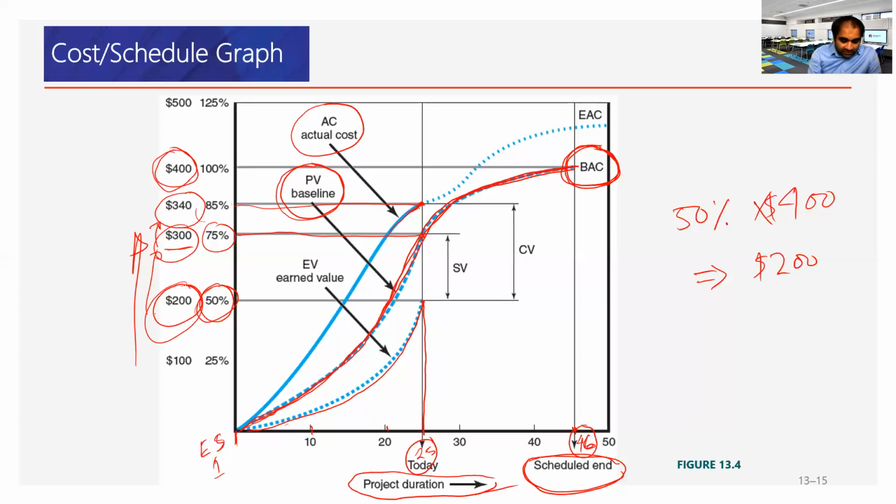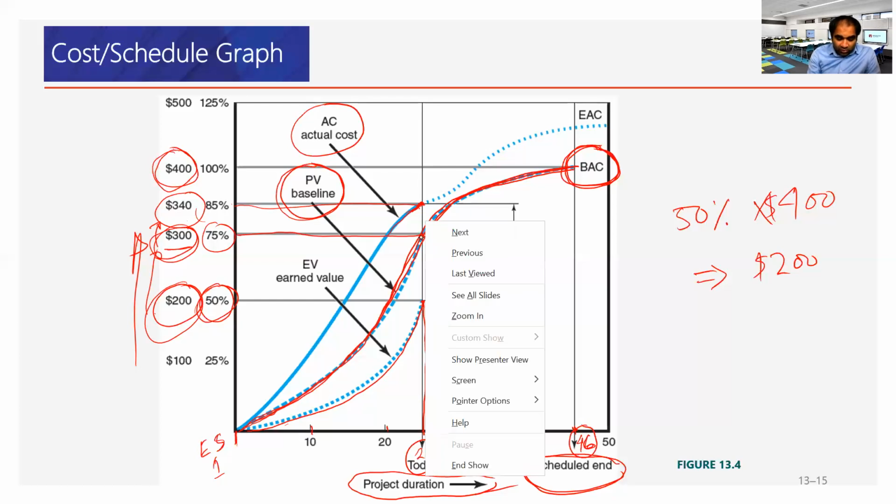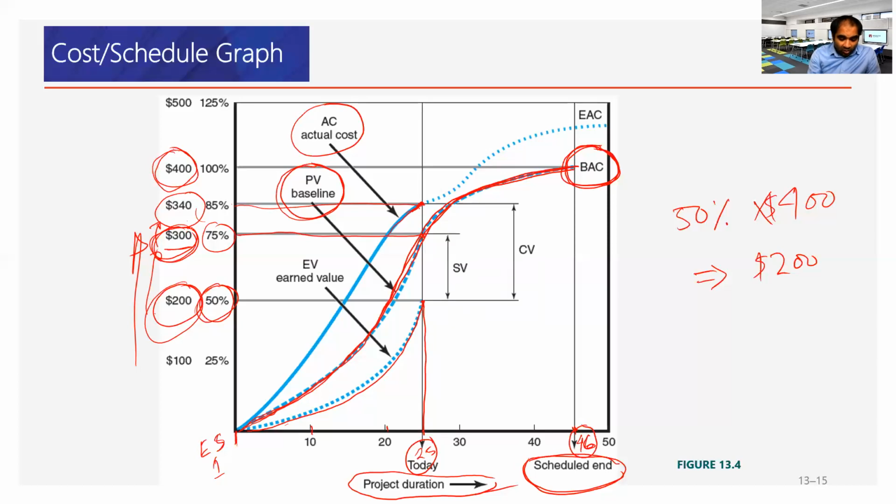The planned value was $300. So at the end of day 25, we should spend $300 and complete 75% of the project. Right now, if you look at the earned value, the actual cost after day 25 is 340, which is more than the earned value. So what we need to look into is actual cost, AC, and percent complete.